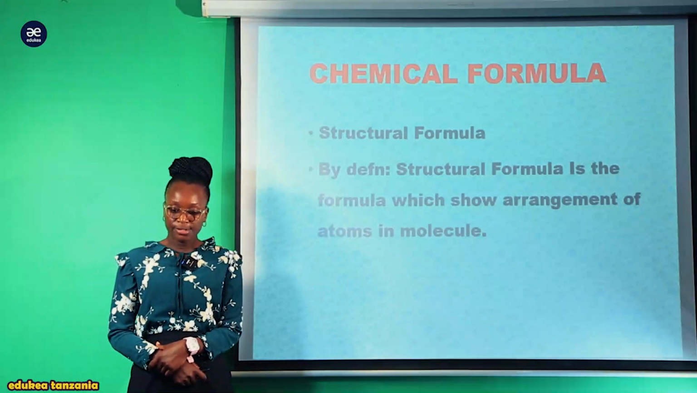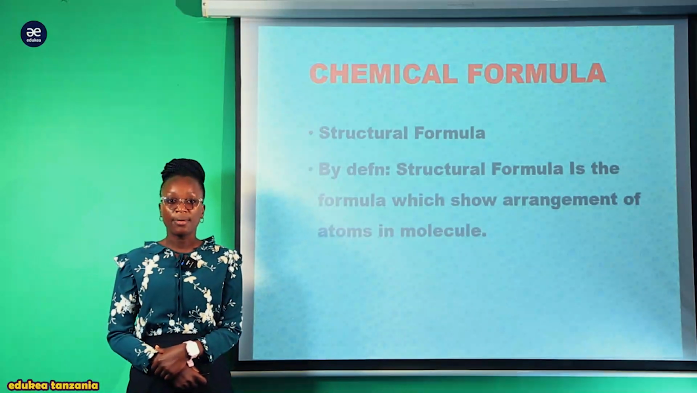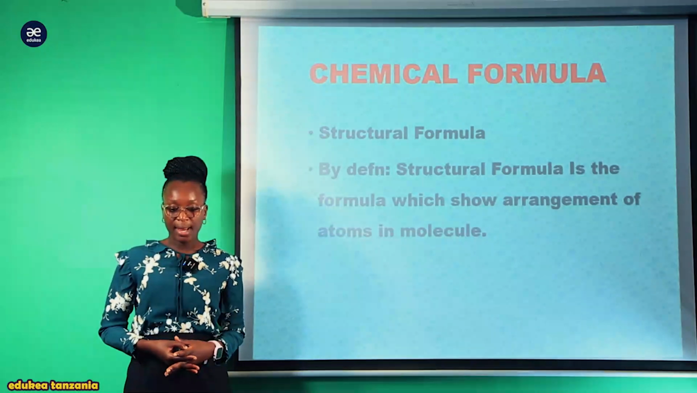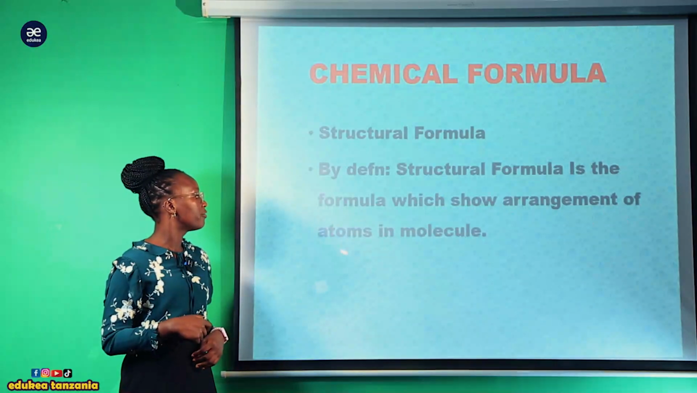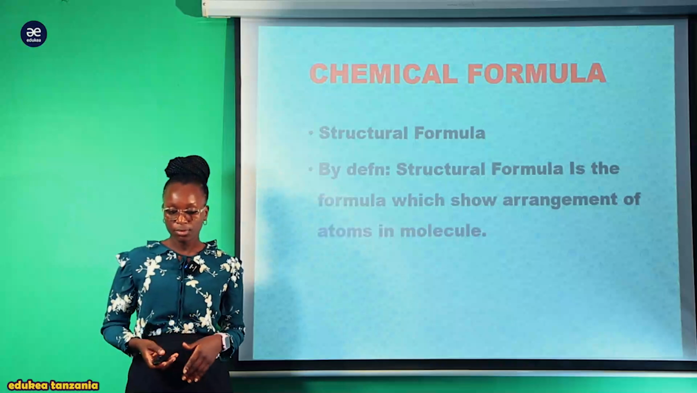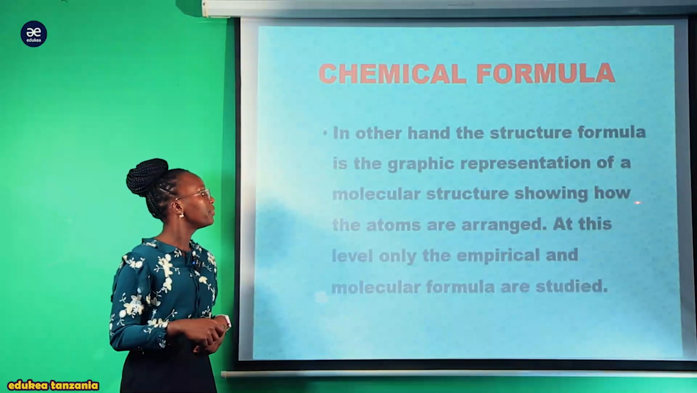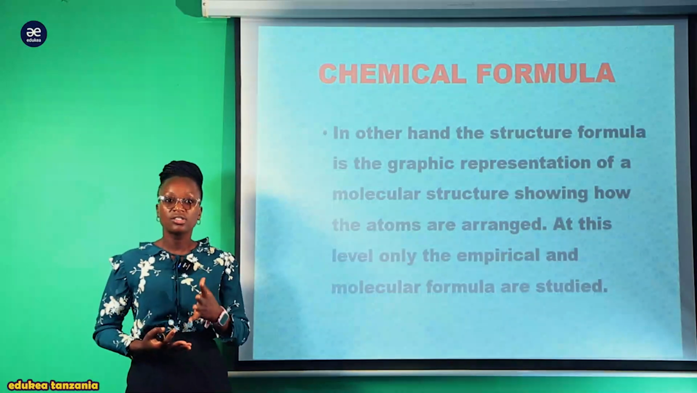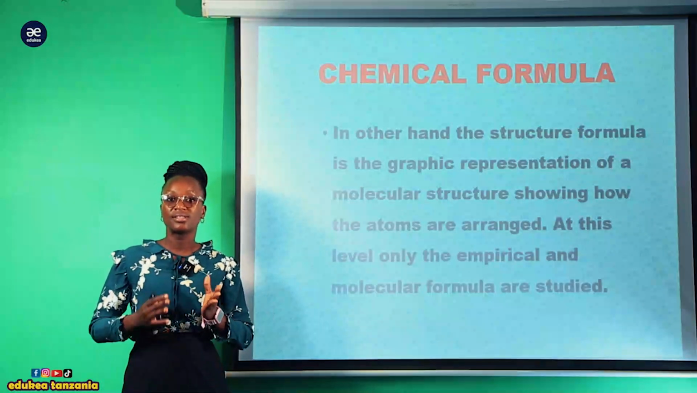And the final type of chemical formula is structure formula. Structure formula is the formula which shows the arrangement of the atoms in a molecule. Yenyewe inaonyesha ile arrangement. Or on the other hand, we can say that it is the graphic representation of molecular structure by showing how the atoms are arranged. So yenyewe inakuwa ni graphic representation. Yenyewe inaonyesha tu ile structure.